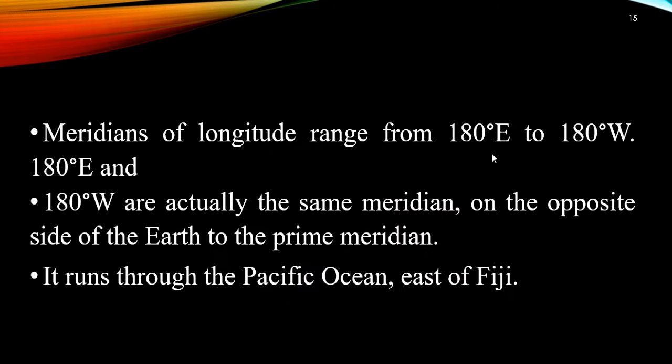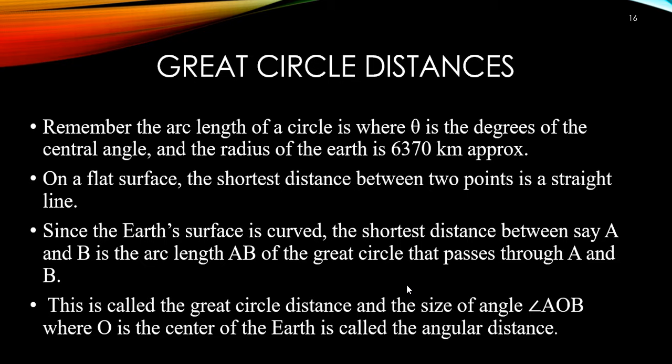Meridians of longitude range from 180 degrees east to 180 degrees west. They are actually the same meridian, on the opposite side of the Earth to the prime meridian. It runs through the Pacific Ocean east of Fiji. And so, after saying all that, longitudes and latitudes in mathematics are able to help us calculate distances.